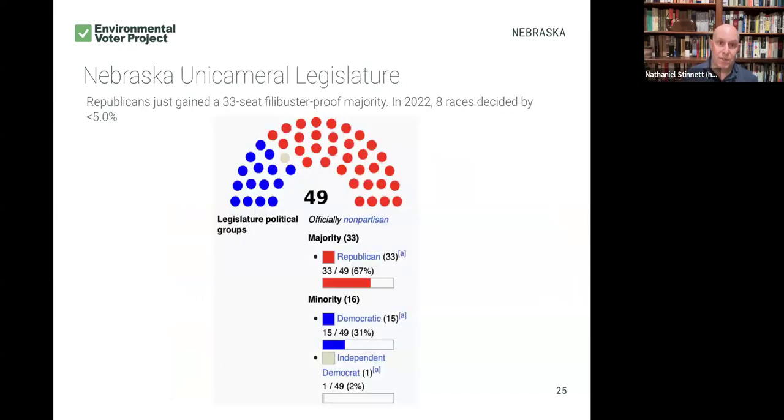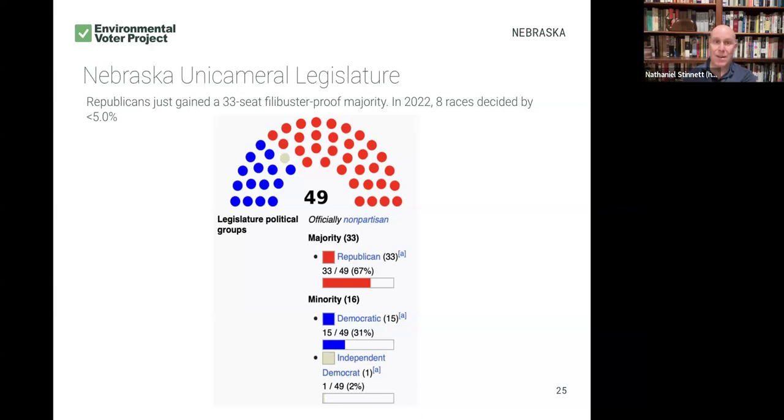We also have state legislative races going on in Nebraska this year. As many of you know, Nebraska has only one legislative house. It's a unicameral legislature. You'll see Republicans currently have 33 votes. There's 15 Democrats and one independent who caucuses with the Democrats. Recently, one person just moved over from being a Democrat to a Republican, and that gave Republicans a 33-seat filibuster-proof majority. In 2022, so the last time there were elections, 8 of these races were decided by 5 percentage points or less. So there are a lot of very, very close races. Now, I'm not going to try to pretend that this House is close to flipping in any way. It's not.